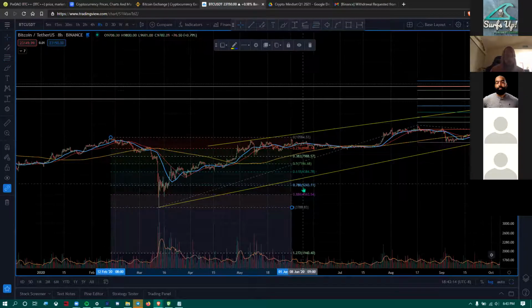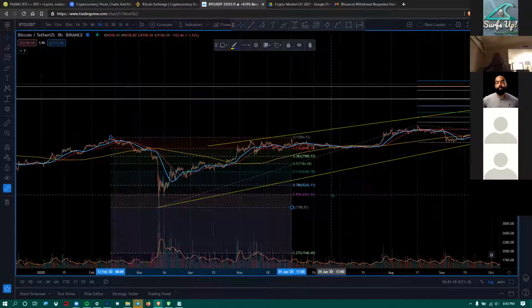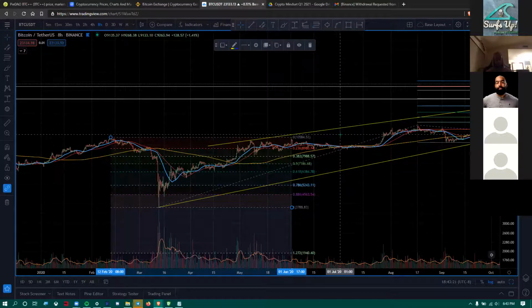So Fibonacci retracement levels are like pi or phi, if you guys know what that is. I can't really go into all that right now. I don't have enough time.